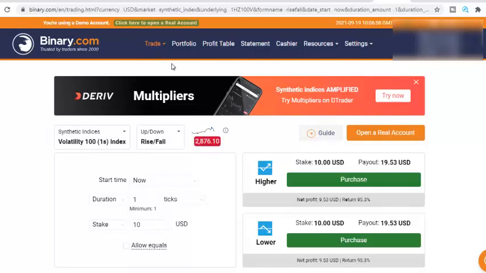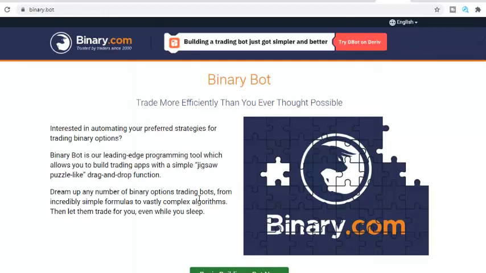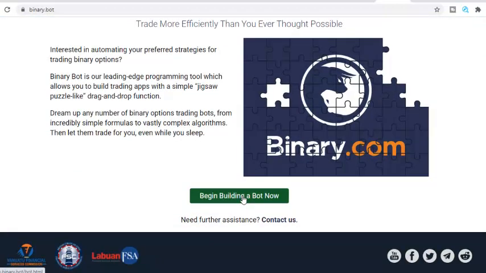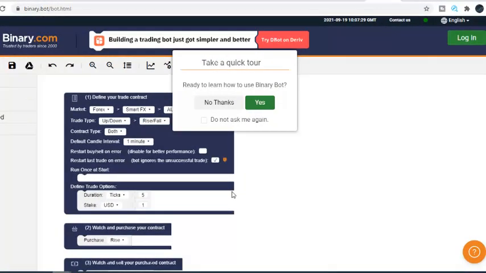Alright, if you are logged in, you go to trade and you go to Binary Bot. And you click begin building a bot now. So please, you have to understand that binary trading is a higher risk trading than even forex trading. To be sincere with you, it's a higher risk.